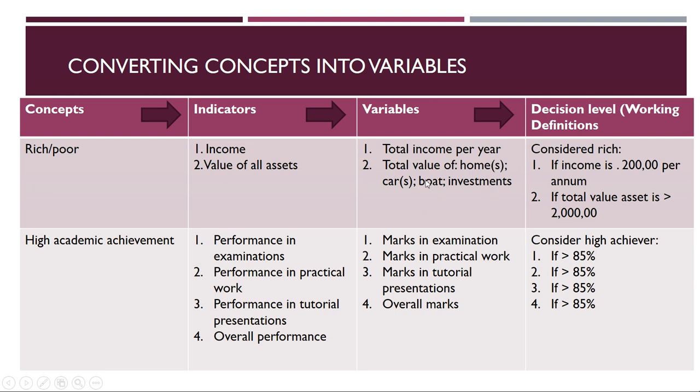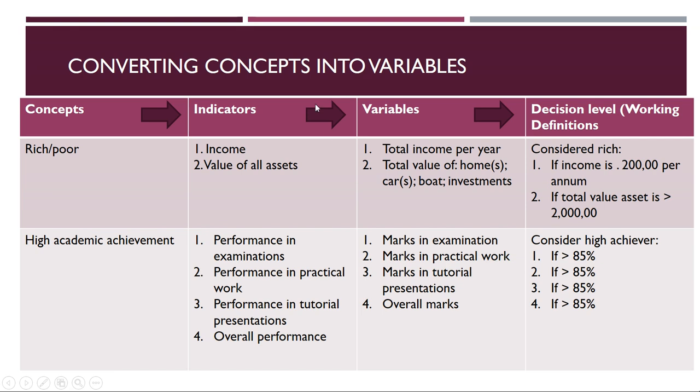So whether they have investment and so on, right? How do you consider your respondent is rich? Maybe you establish that their income is more than 200,000 per annum. Maybe the total value of assets is more than 2 million, for instance. So these are the things that help you to measure much later, when you are accumulating data and you want to process them.